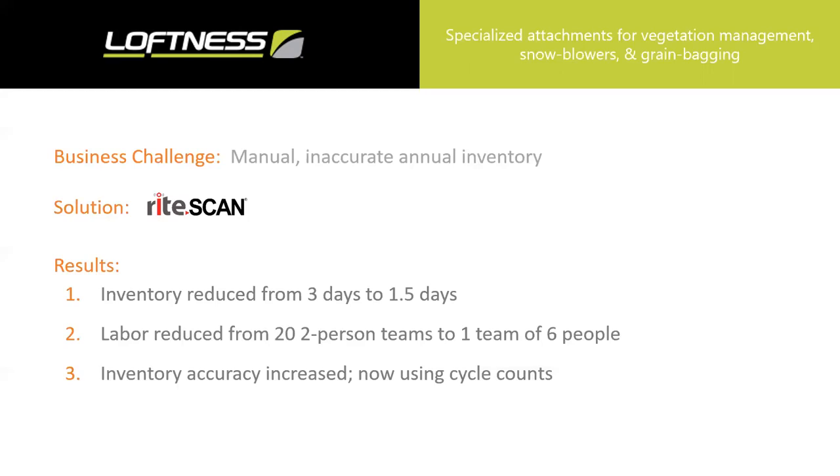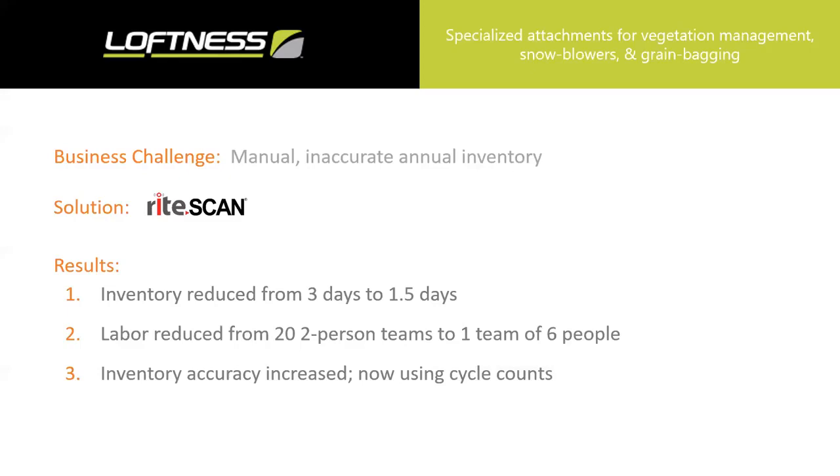using 22-person teams, using those handwritten sheets for counting. And then Loftness manually had to enter that data into Syspro to make the adjustments and correct the errors. After moving to RightScan, they moved from manual handwritten inventory to barcode scanning for those counts and updating Syspro in real time.